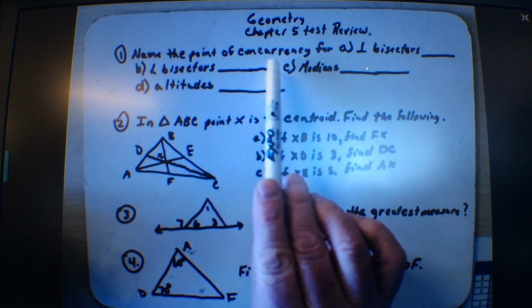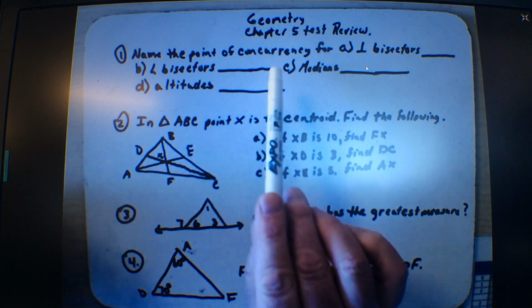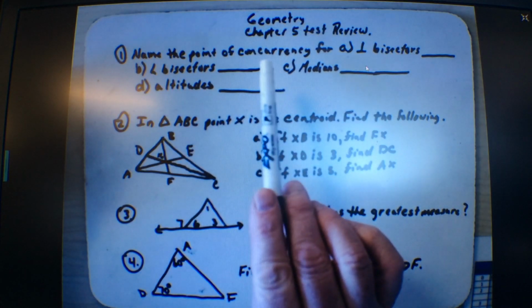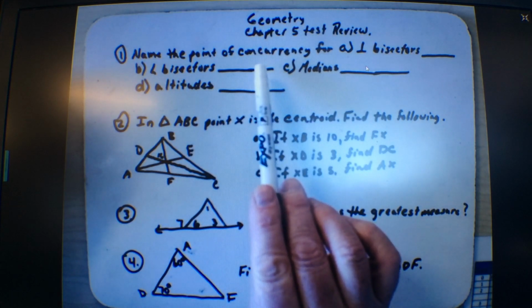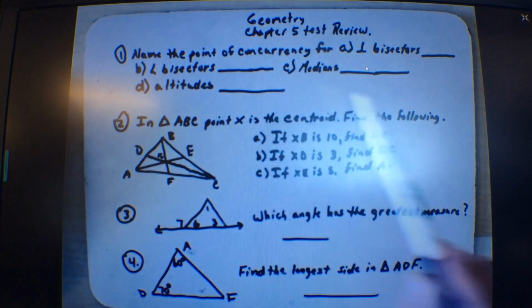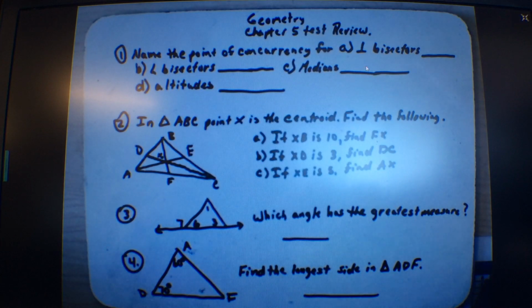You have to know how to spell concurrency, you have to know what that term means. A point where three or more lines intersect is called a concurrent point, correct? Can I get some sort of acknowledgement? Okay. All right, so what is this called? Perpendicular bisector. Yep. I'll let you look those up. You need to know all four of them, okay? You need to know all four of them.